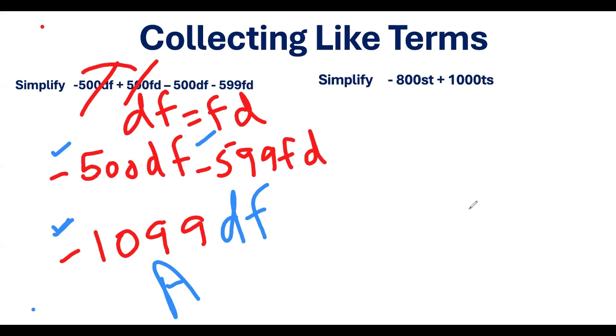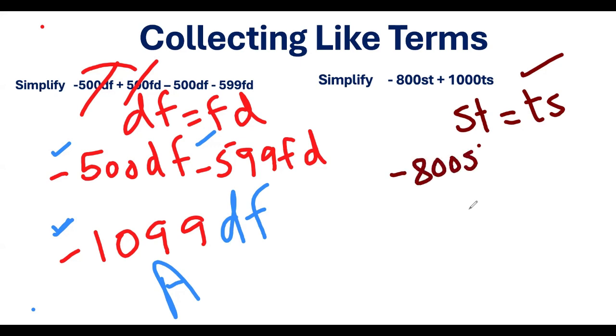Next question is, it's written on the screen, this one: minus 800 ST plus 1000 TS. Remember, ST and TS are like terms, whether S is written first or T is written first. So let's try to solve it. Minus 800 ST plus 1000 TS or ST, you can write anything.